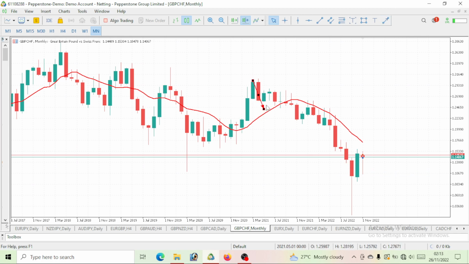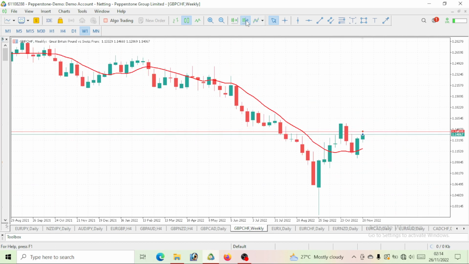So we see this as a low. Here comes the correction. This is the impulse move downward. Here comes the correction. You can take this as an impulse move, and guess what, you're having a correction. Once the correction is over on GBP Swiss franc, we will continue the bearish move. So that should take us to the weekly time frame.